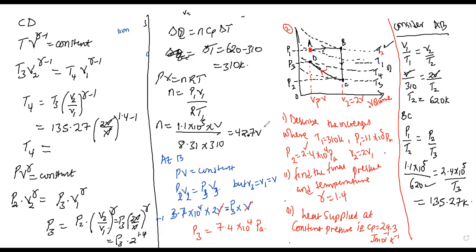They wanted the heat supplied at a constant pressure. So when you get the number of moles, then substitute up here. And then you get everything you want.